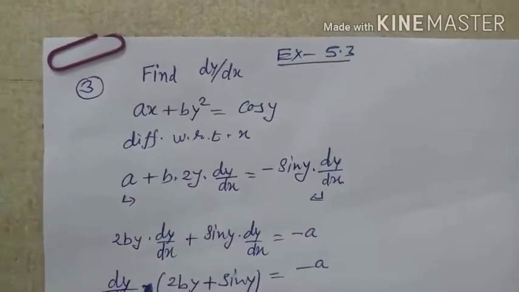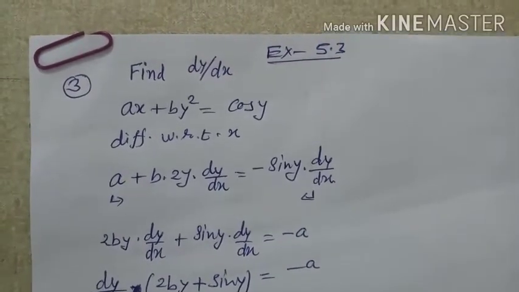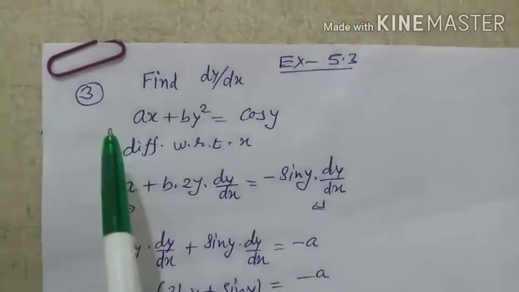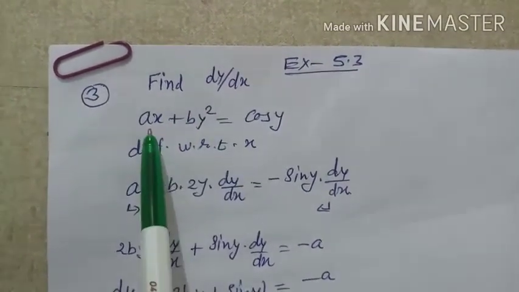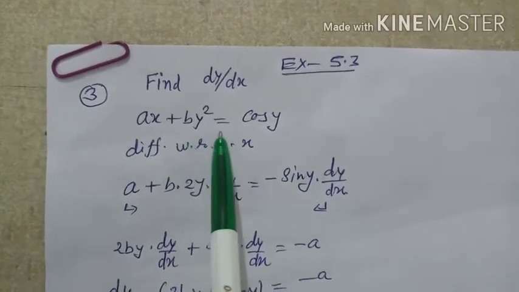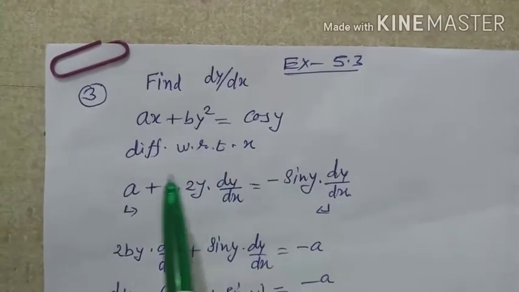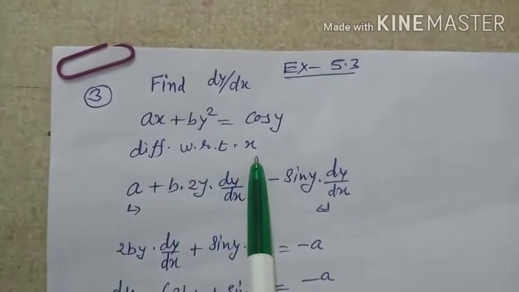Hello everyone, this is exercise 5.3 and we will start from question number 3. In every question we have to find dy upon dx, and the third question is ax plus by square, which is equal to cos y. So differentiate with respect to x.